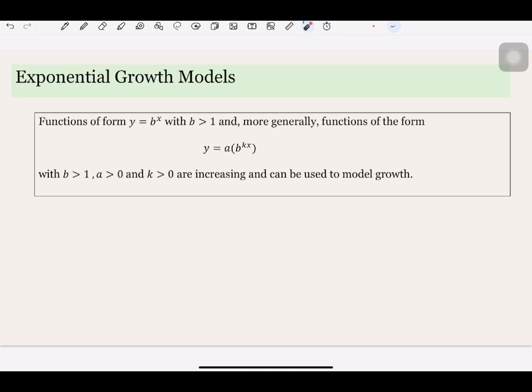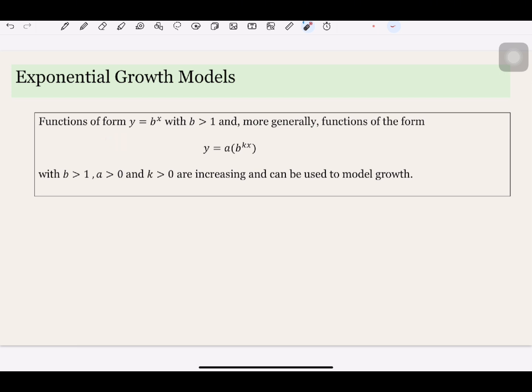Okay, so let's talk about exponential growth, one of the most important applications of exponential functions. So what is exponential growth? A function shows exponential growth when it has the form y equals b to the power x with b greater than 1. This means the output increases faster and faster as x increases.